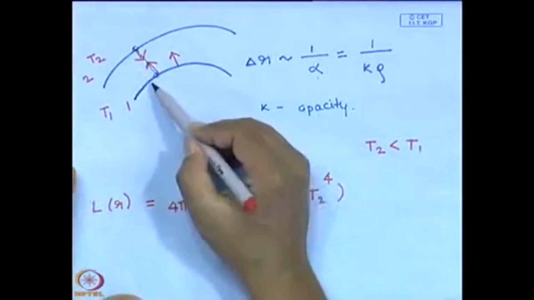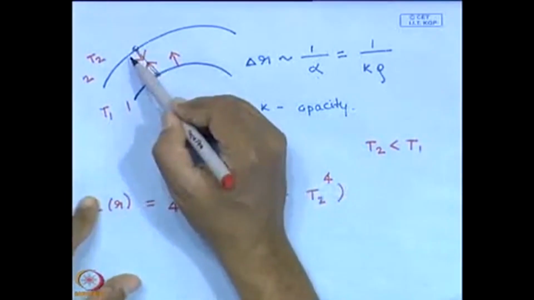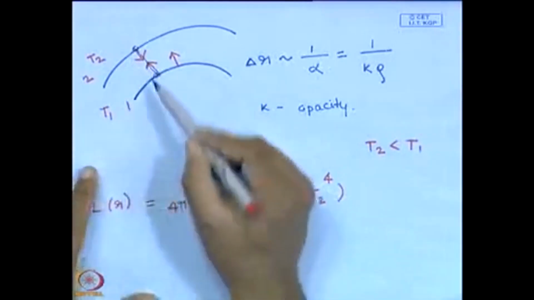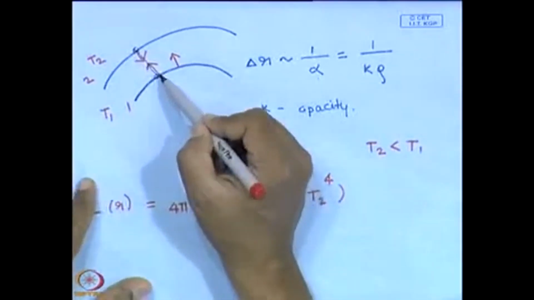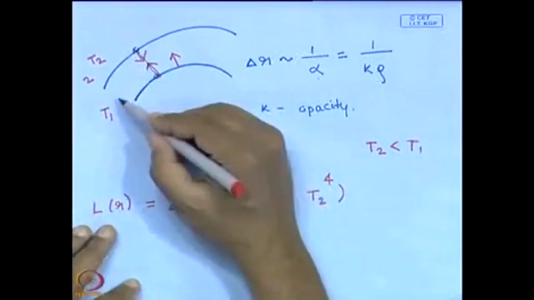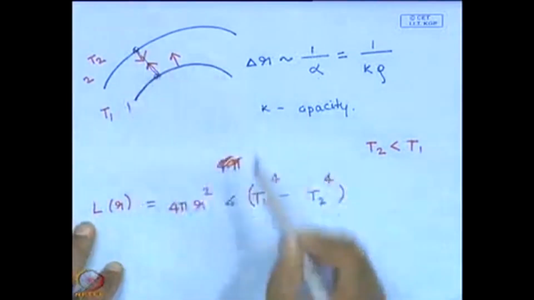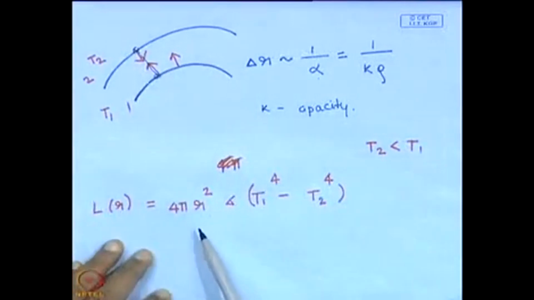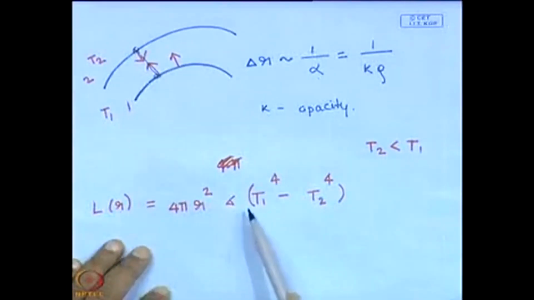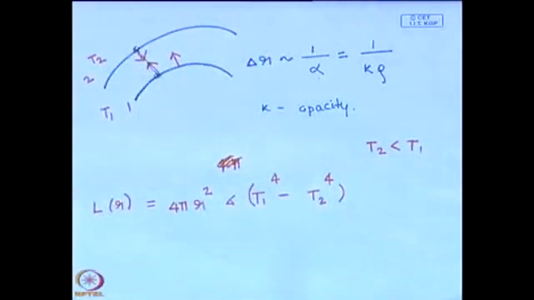So, the photon which leaves from here propagates only this distance typically and then gets absorbed again. The photon that leaves from here propagates this distance and then gets absorbed again. Okay. And the net flux over here, net luminosity over here, is the difference in flux into the area, which is 4 pi r square into sigma, the Stefan-Boltzmann constant, T1 to the power 4 minus T2 to the power 4, and T1 is greater than T2. Okay. So, this is an estimate of the net luminosity at any point.